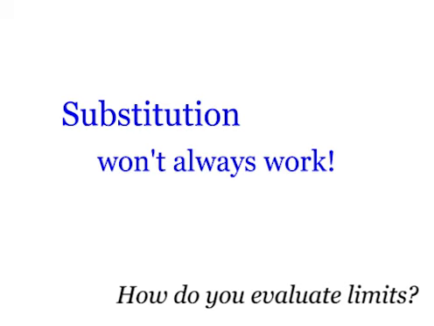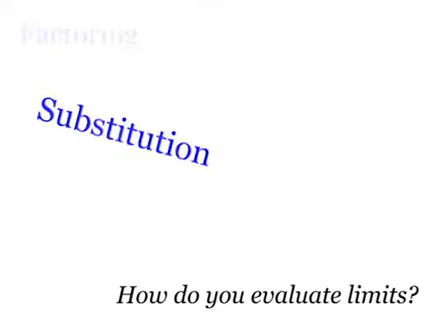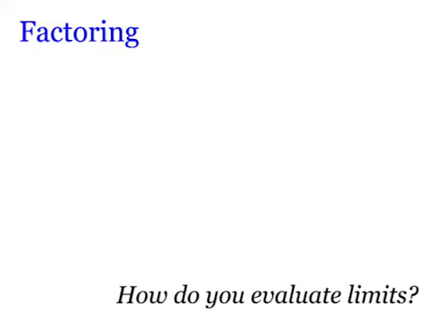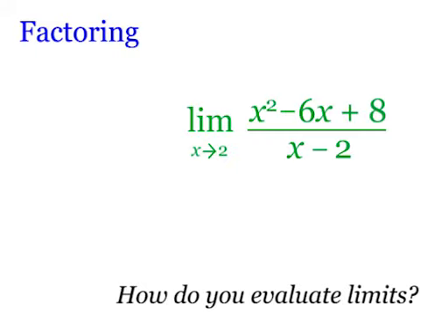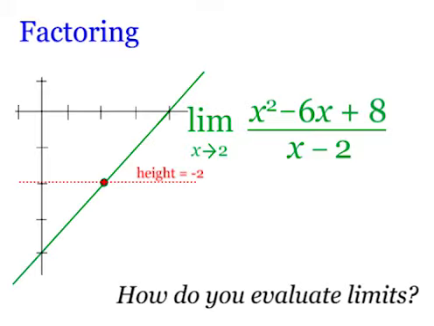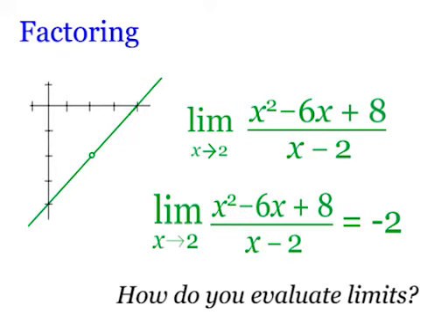Unfortunately, not all limits are this easy. And you've already seen one for which that's the case. Remember that function that we were dealing with in the first section of this chapter? In case you don't, here it is again. The limit as x approaches 2 of the fraction x squared minus 6x plus 8, all divided by the quantity x minus 2. We looked at this before. It had a hole in it at the coordinate 2, negative 2, and we concluded from that that the intended height was negative 2, making it the limit.